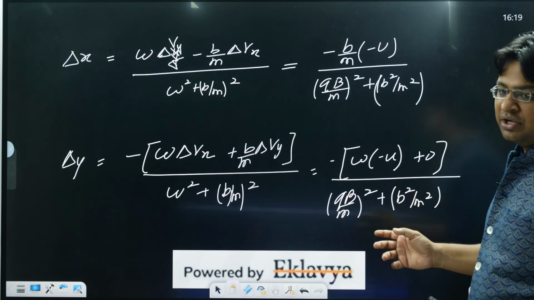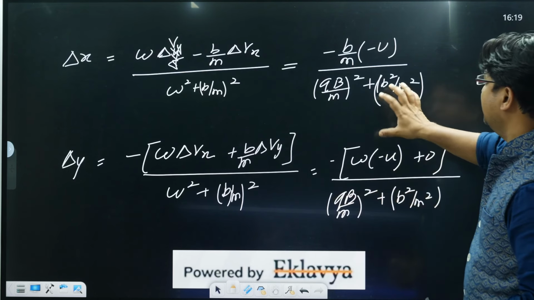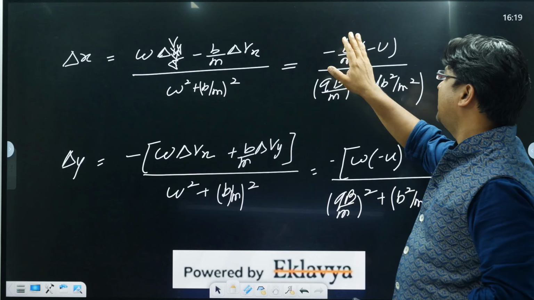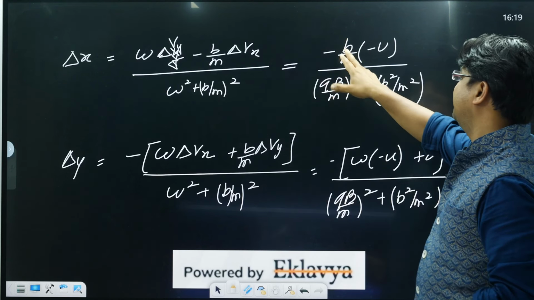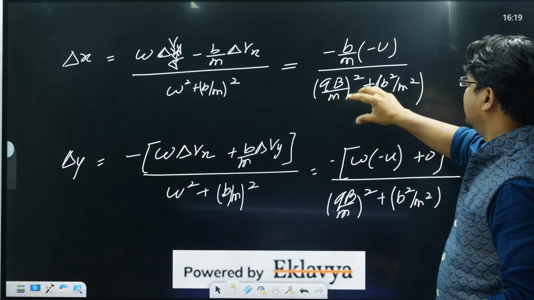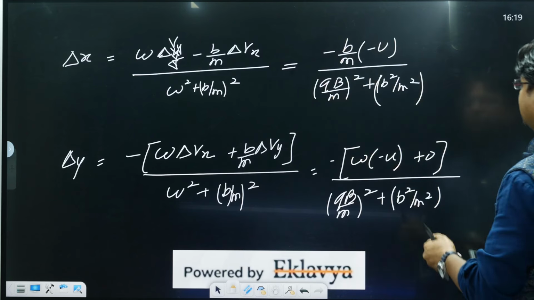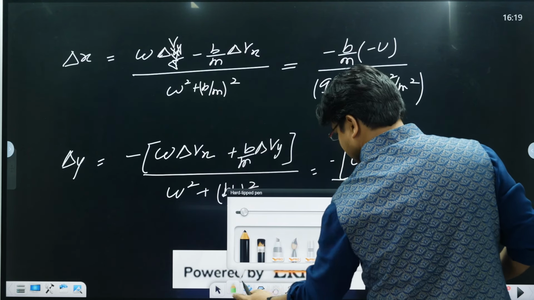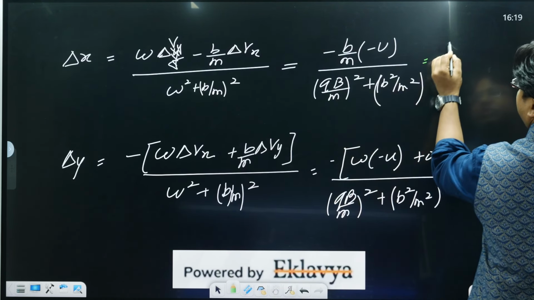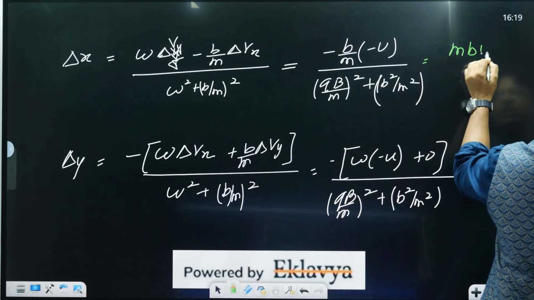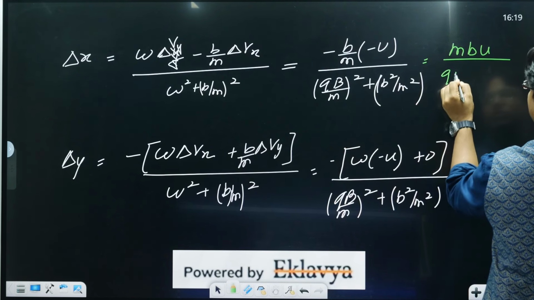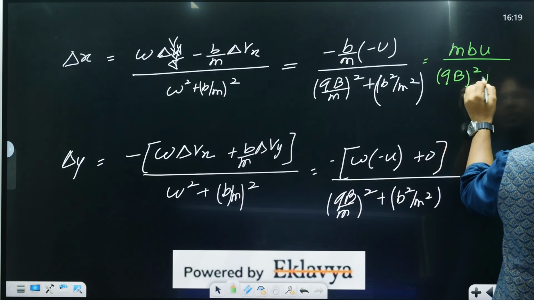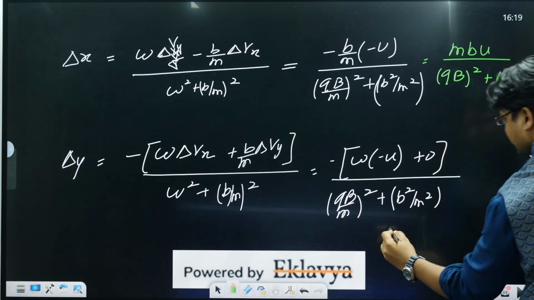That's it, guys. You can now check. The denominator, we know what it will be. The x component would be plus bu by m, and again this m square can go in the numerator. So if I further simplify it a bit, it will become mbu upon qb square plus b square.